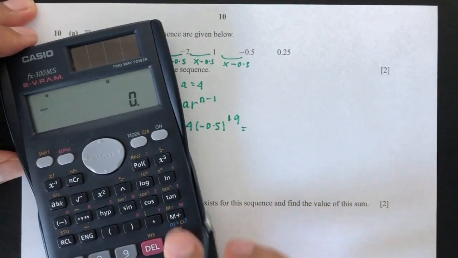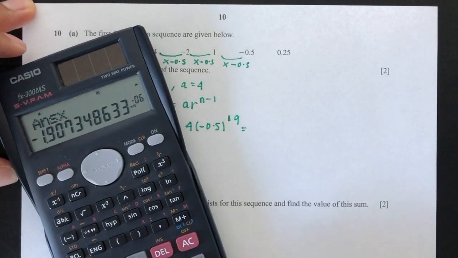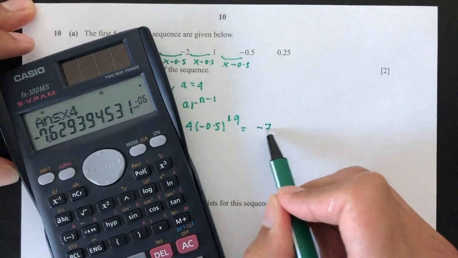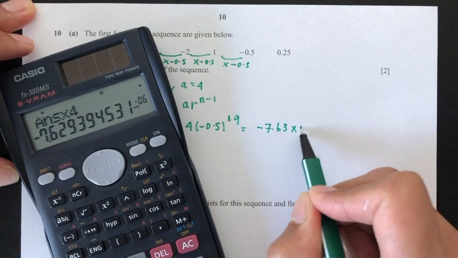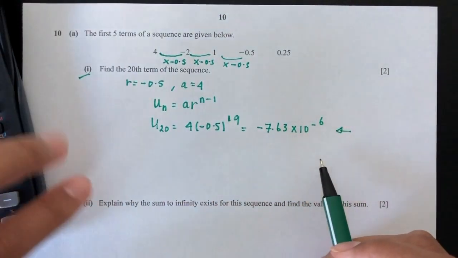So let's do this one first. Minus 0.5 power 19 times 4, that will be minus 7.63 times 10 power minus 6. So this is your answer for the 20th term.